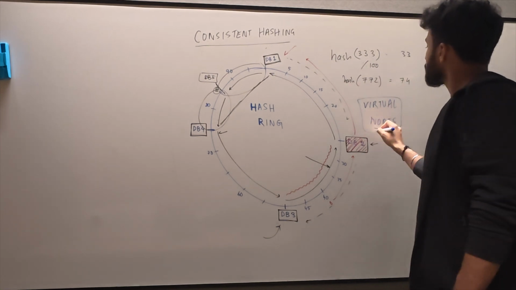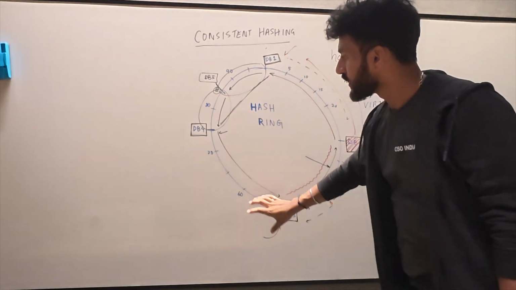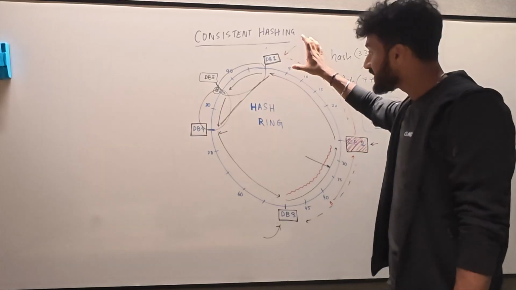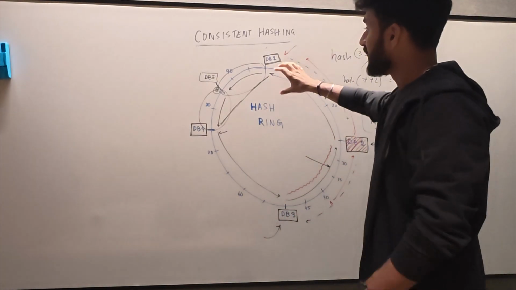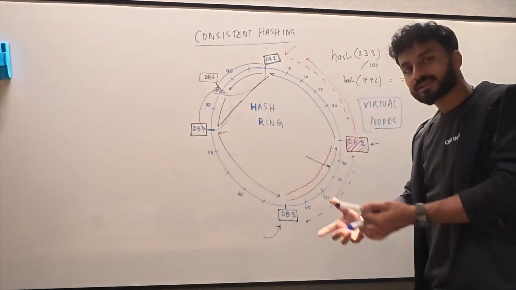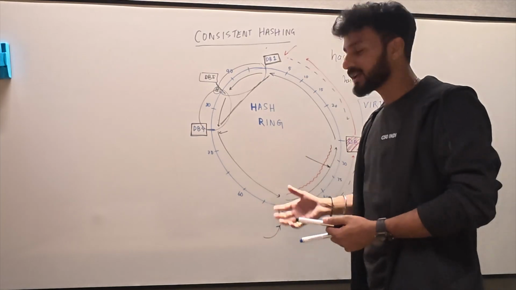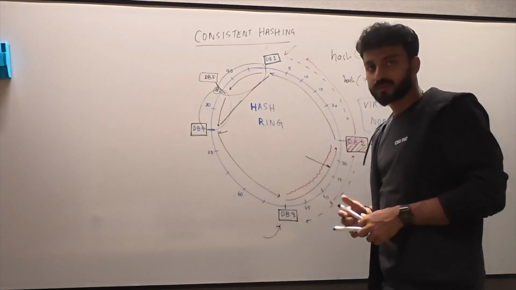In virtual nodes, what happens is these databases are not exactly placed in these exact locations. They are replicated. Logically, as you can understand, this is a logical explanation. This is not a circle. There is no circle in real life. It's just a mathematical, logical explanation, like a circular hash.